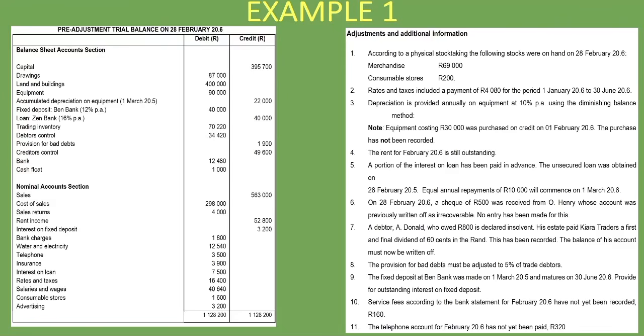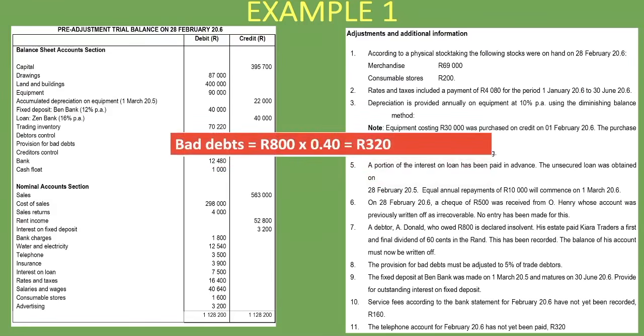So how do we write it off? Well, this is called bad debts, because he's not able to pay us the balance. And how do we know how much the balance is? Well, it's easy. When you're told that his estate paid 60 cents in the Rand, that means the remaining 40 cents in the Rand was not paid. So 60 cents is like 60%. That means the 40% was not paid to us. So for us to get the bad debt that he was not able to pay, we take the 800 Rand times 40 cents or 40%, and it gives us 320 Rand.